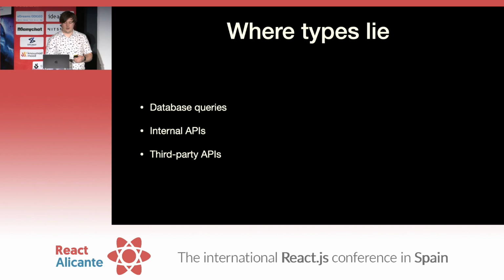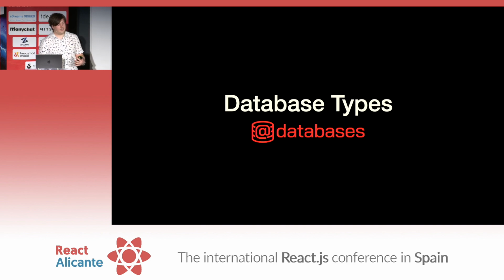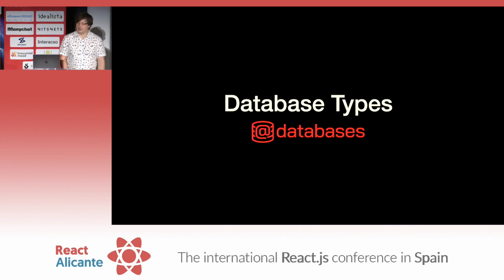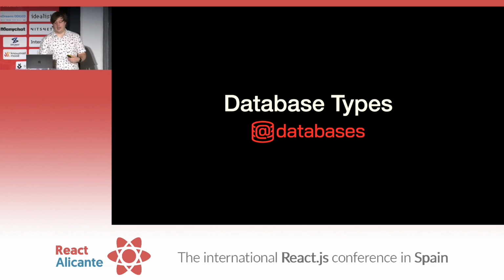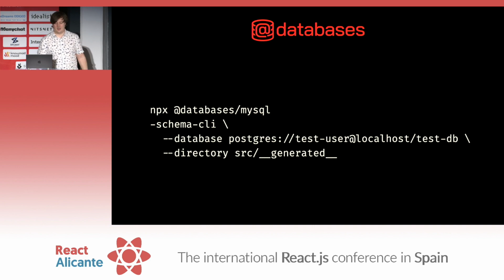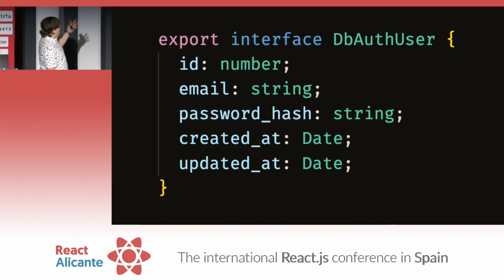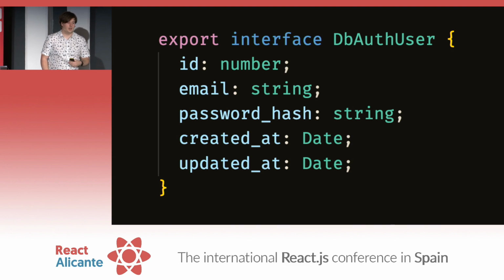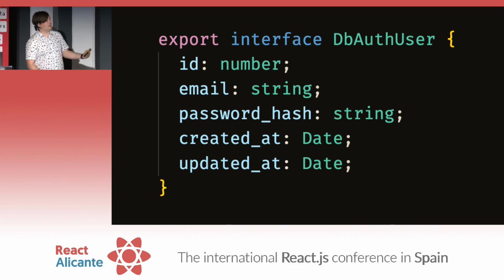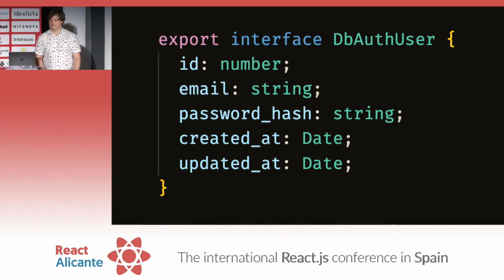So I'll start with the database queries and how we get types from our databases. I wrote a library called @databases, well, really a collection of libraries called @databases. And one of the things that this offers is a CLI for both Postgres and for MySQL, and others are coming, that will allow you to take your database schema and generate types from it. Once you've run that command, what you get is a whole series of files that have types like this in them that represent the types for your database tables and each of the columns within your database table.